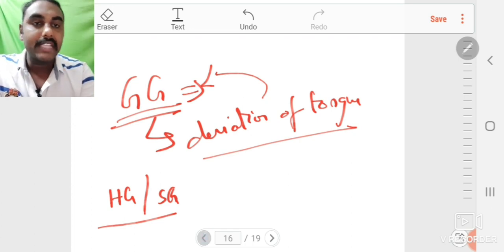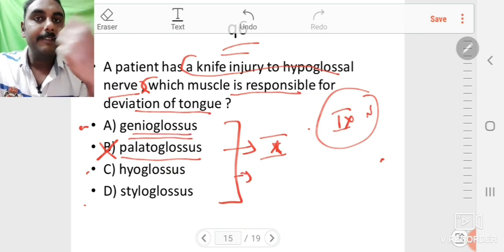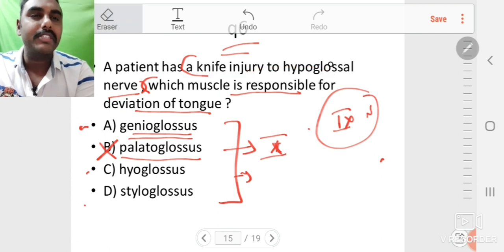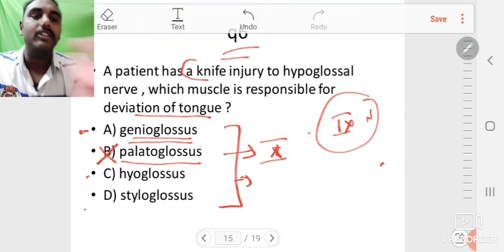of tongue. So the answer is genioglossus. Genioglossus is concerned with movement of the tongue side to side. So any injury to the hypoglossal nerve will produce deviation of tongue because of which muscle? It is because of the genioglossus muscle.